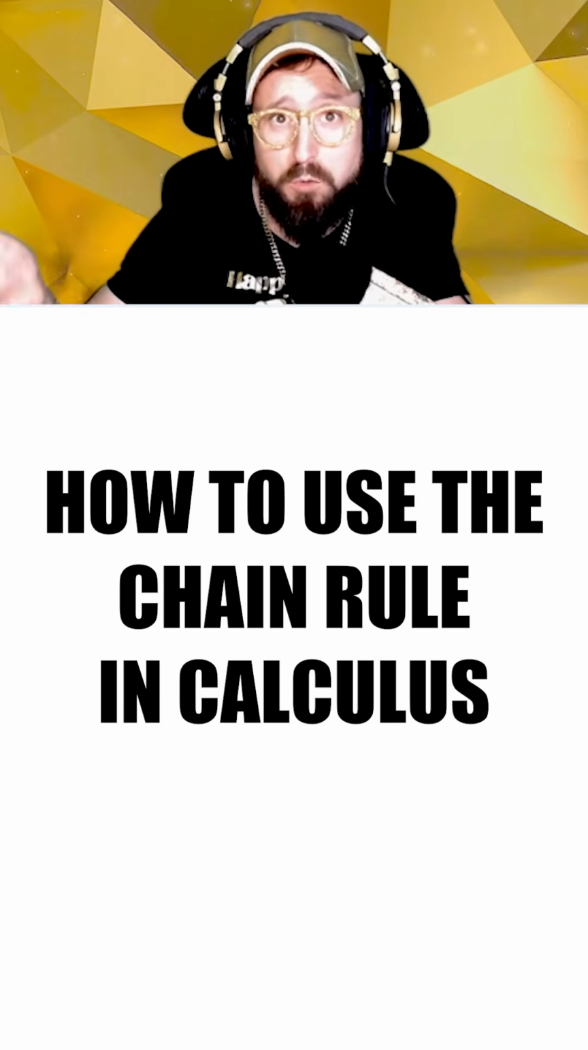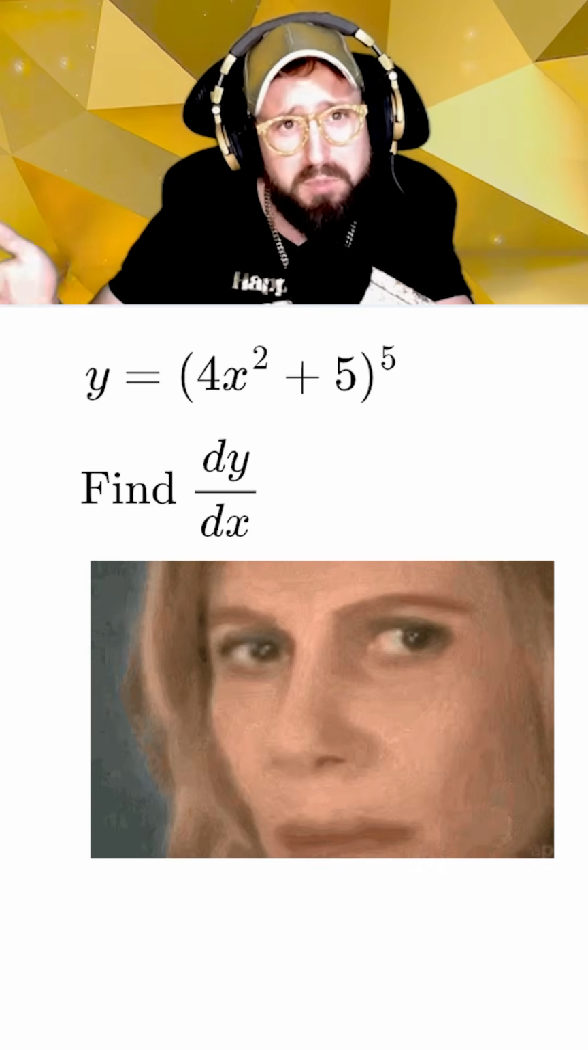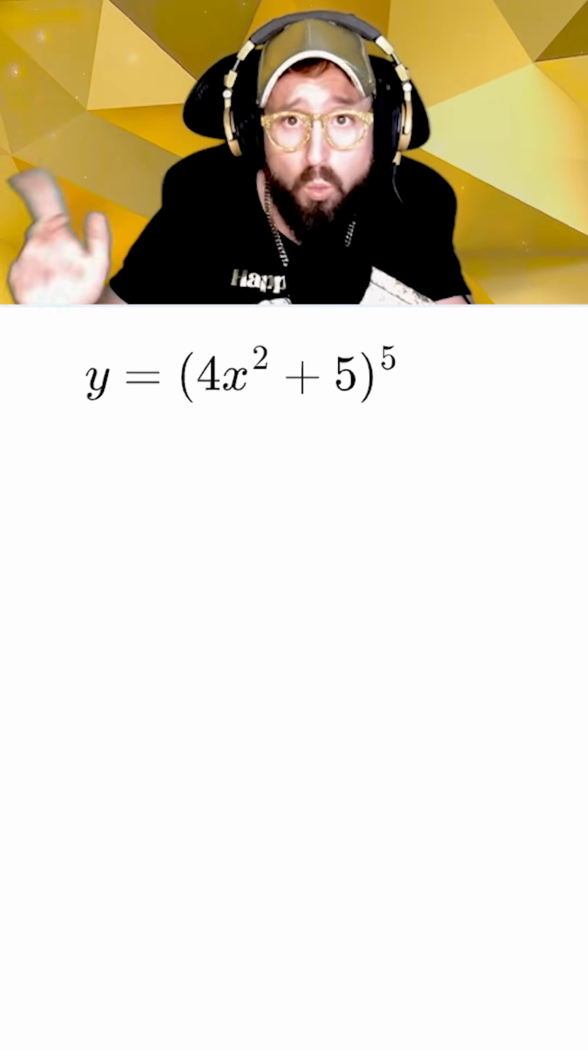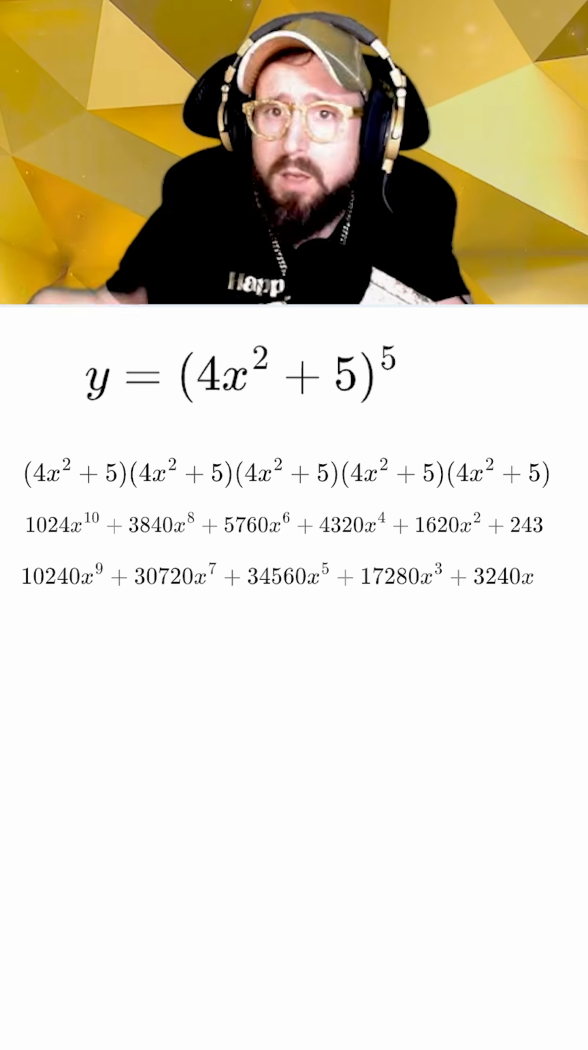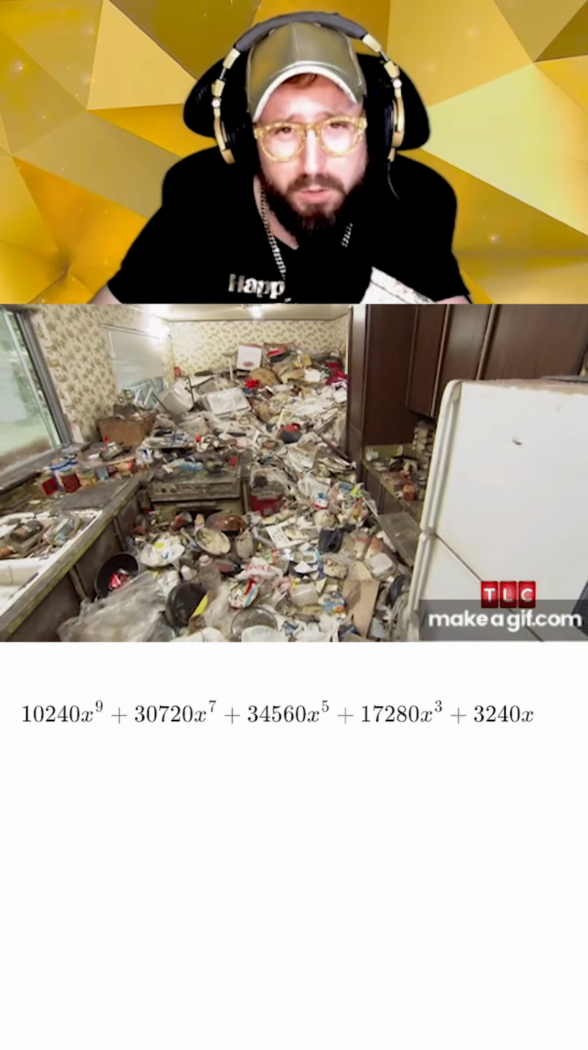Here's how to understand the chain rule in calculus. When taking derivatives, sometimes you'll run into complicated functions like this one. One way to do this would be to FOIL the entire expression out, and then do the power rule on each term. But as you can see, this gets stupid messy when dealing with higher exponents.